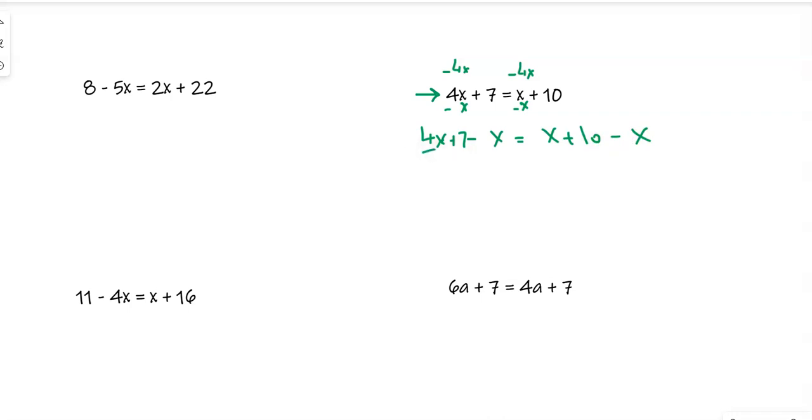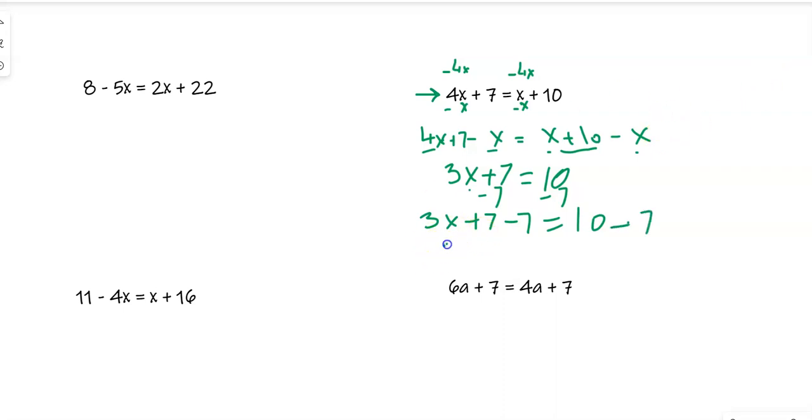So here we have 4x minus x. That's going to give us 3x. And then we have plus 7 equals x minus x is 0. So we only have here plus 10 left, positive 10 left. Now the next step is we want to reach x on one side, which means now we want to subtract 7 from both sides. We want to get rid of the 7 on one side, right? So we will have 3x plus 7 minus 7 equals 10 minus 7.